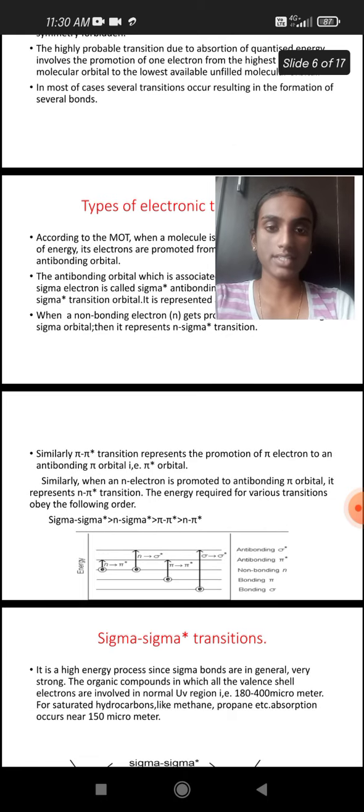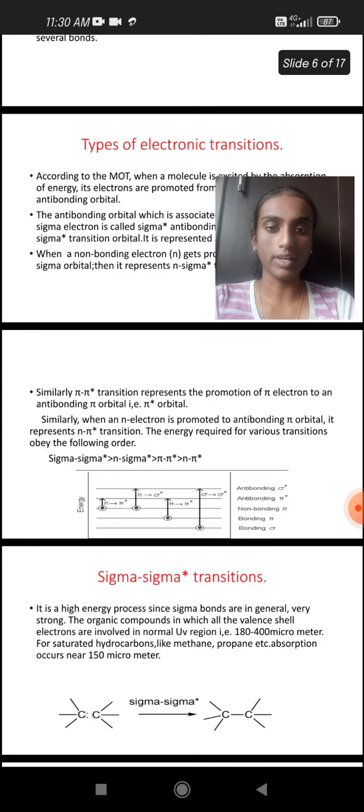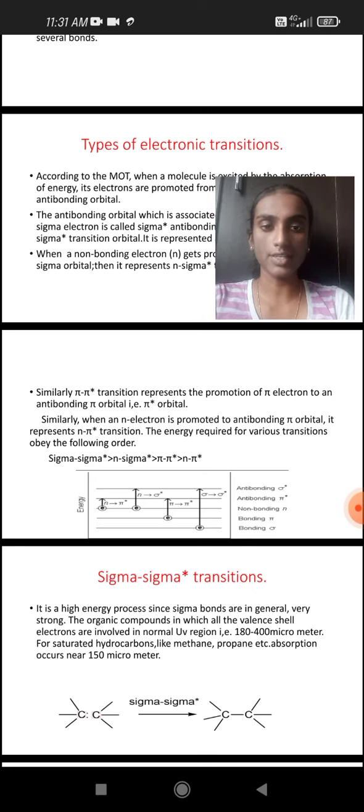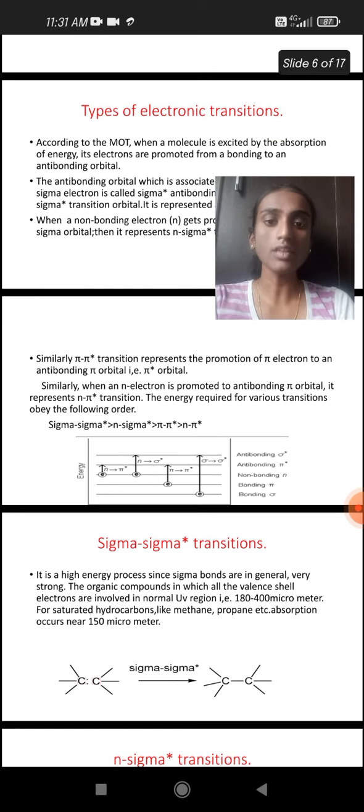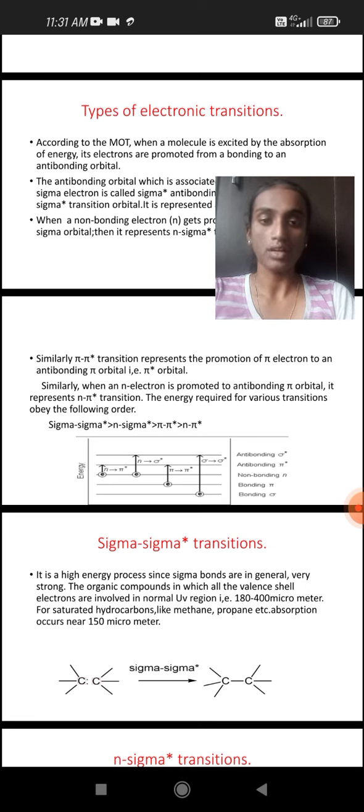Similarly, pi to pi star transition represents the promotion of a pi electron to an antibonding pi orbital, that is pi star orbital. Similarly, when an electron is promoted to an antibonding orbital, it represents n to pi star transition. The energy required for various transitions obeys the following order: sigma to sigma star is greater than n to sigma star, n to sigma star is greater than pi to pi star, and pi to pi star is greater than n to pi star.